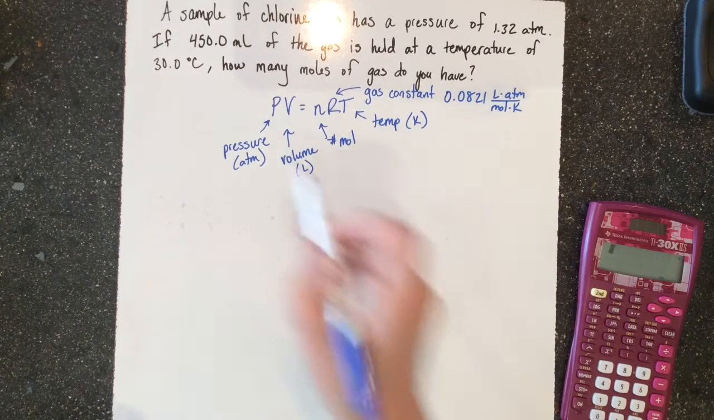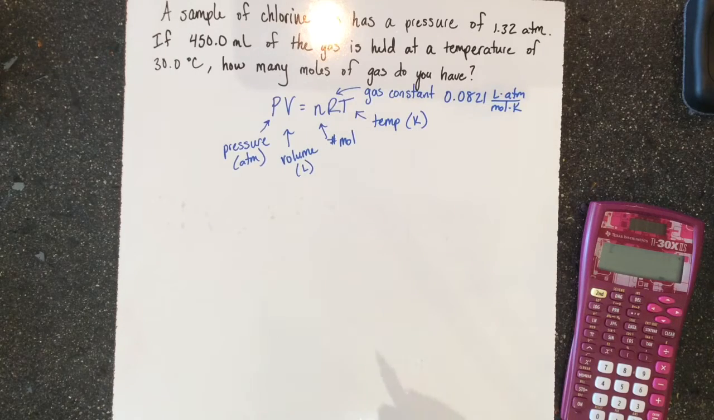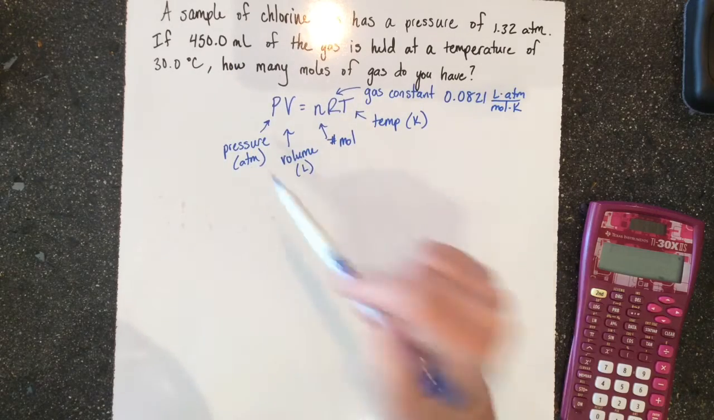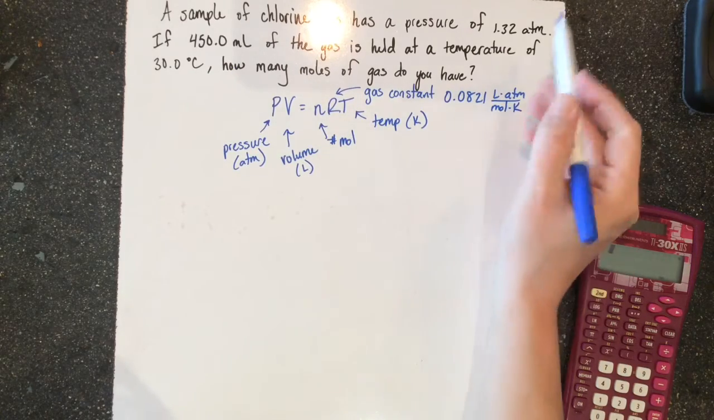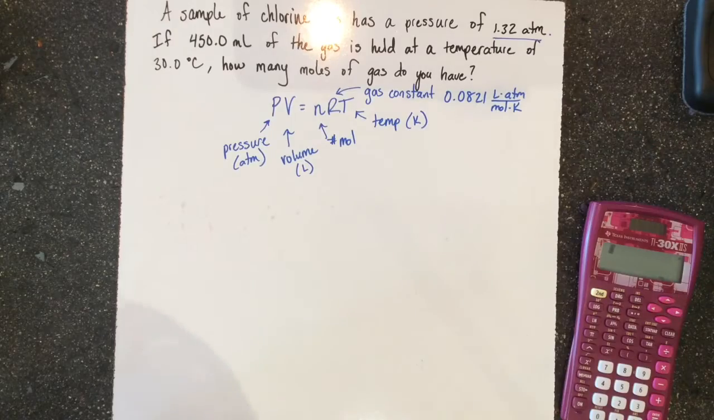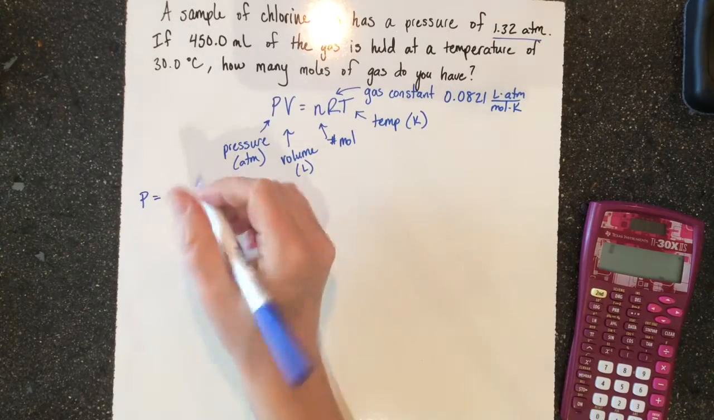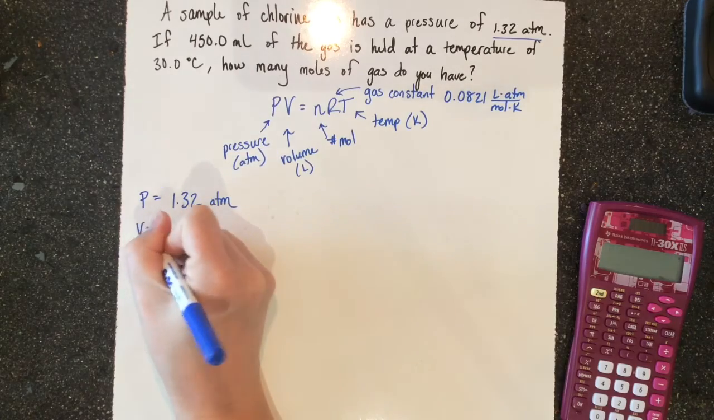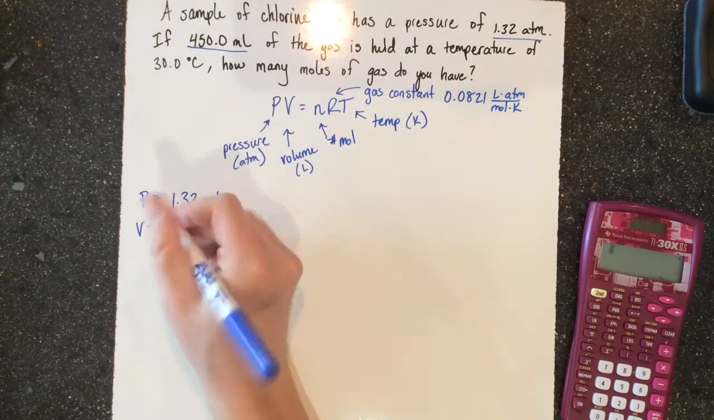Okay, so now that we know what everything stands for in our formula, we need to get all of our given values to match what we need. So we need our pressure in atmospheres, which it is. So we're good there. So our pressure, I'm just going to make a list of what we have, is 1.32 atmospheres. Our volume is 450 milliliters.